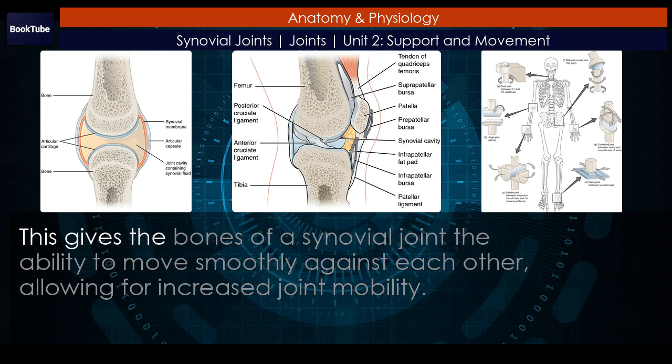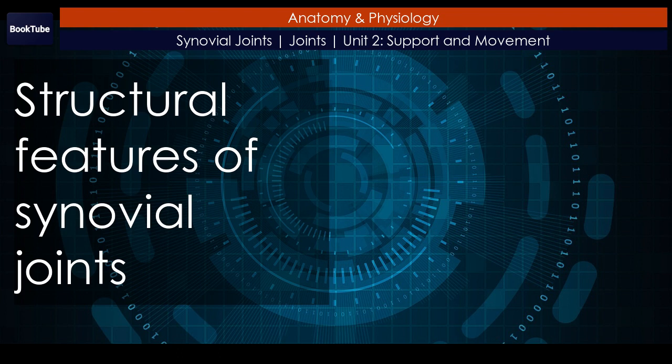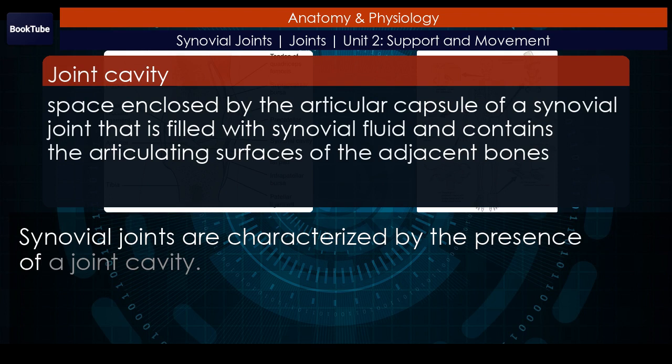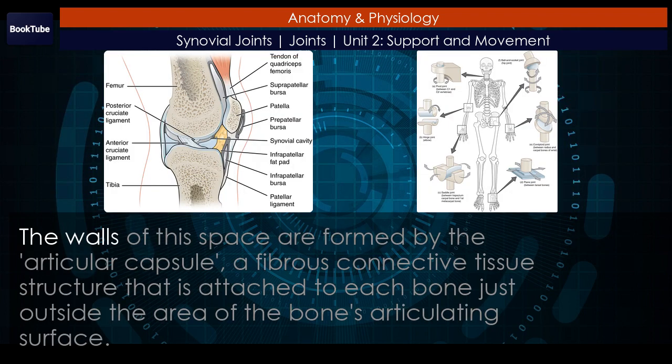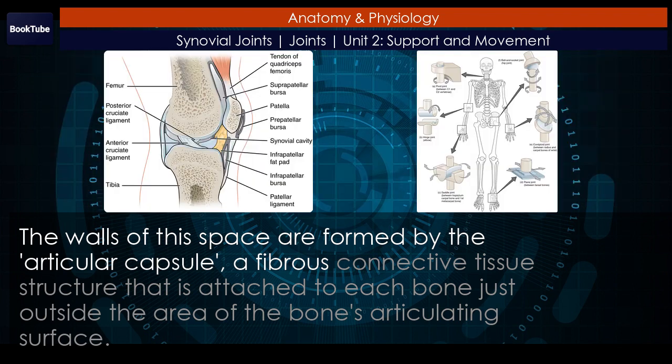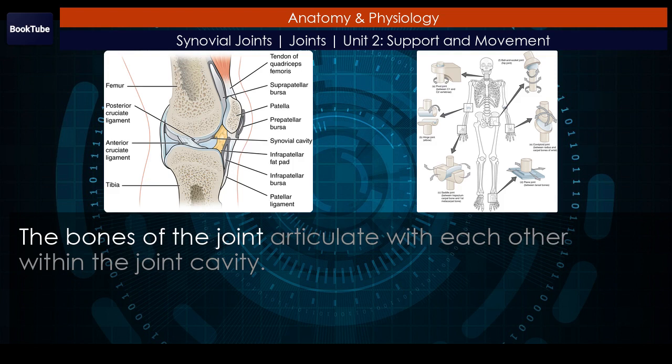This gives the bones of a synovial joint the ability to move smoothly against each other, allowing for increased joint mobility. Structural features of synovial joints. Synovial joints are characterized by the presence of a joint cavity. The walls of this space are formed by the articular capsule, a fibrous connective tissue structure that is attached to each bone just outside the area of the bone's articulating surface. The bones of the joint articulate with each other within the joint cavity.